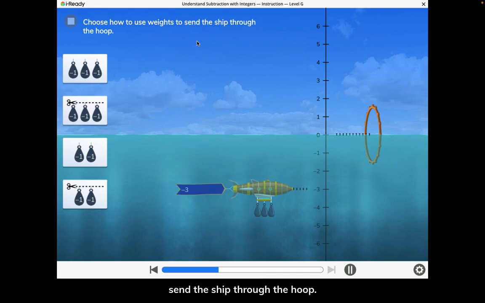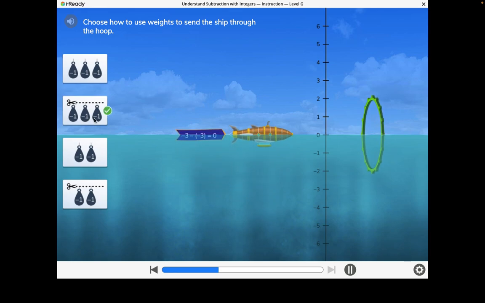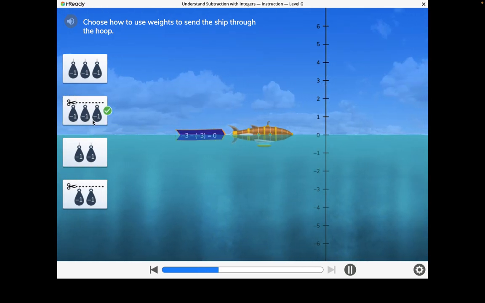Choose how to use weights to send the ship through the hoop. So now the ship is at negative 3, and now we need to use weights to go back to 0. So we gotta cut all the weights. So negative 3, and then cut 3 weights. Minus negative 3.